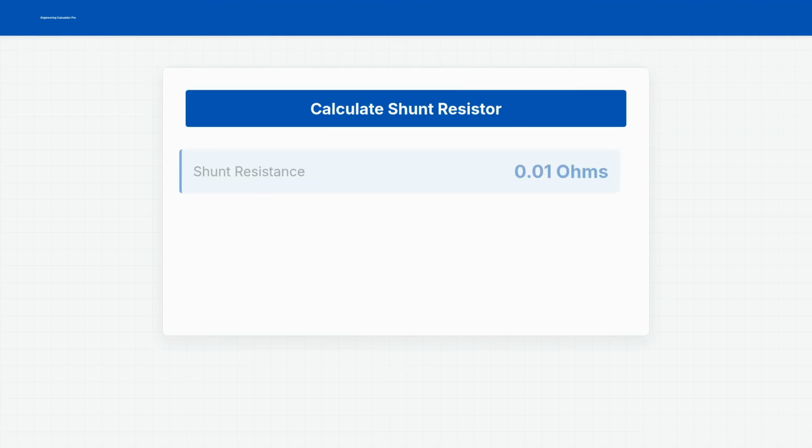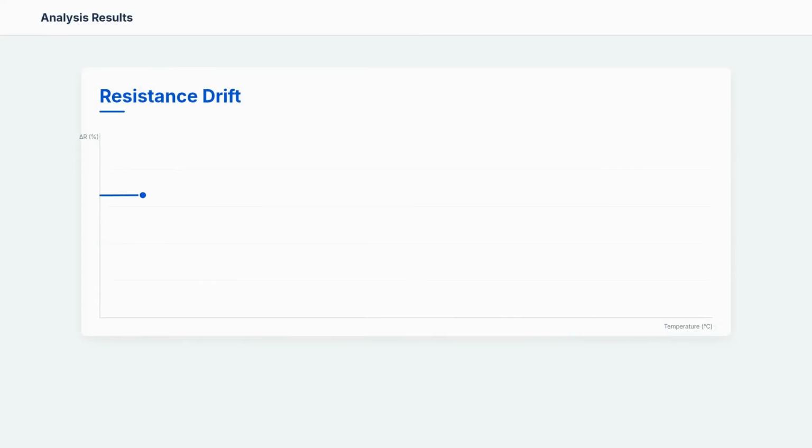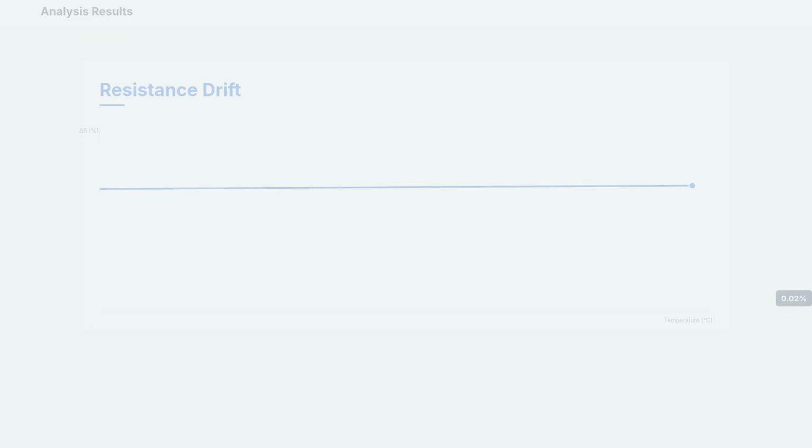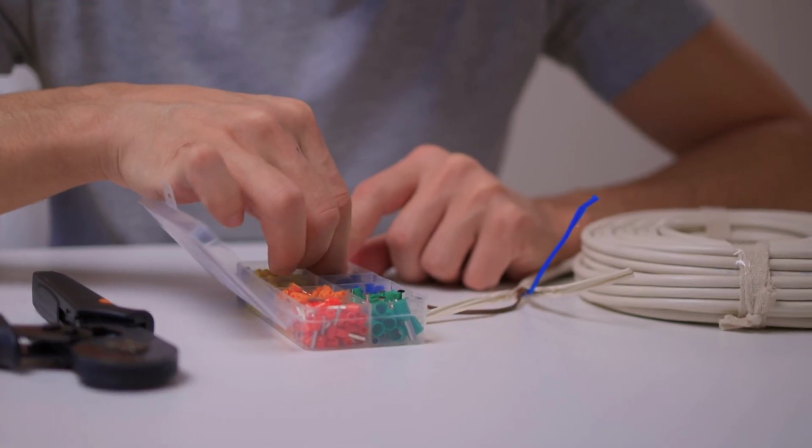After clicking Calculate Shunt Resistor, the calculator provides your required shunt resistance value in ohms, the power dissipation in watts that your resistor must handle, and if you entered a temperature coefficient, it shows the resistance drift you can expect over temperature changes. These results help you select the right resistor for accurate current measurement in your design.